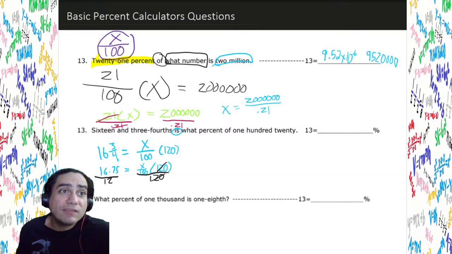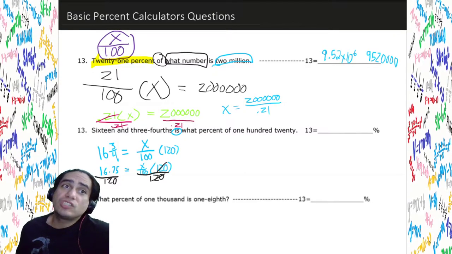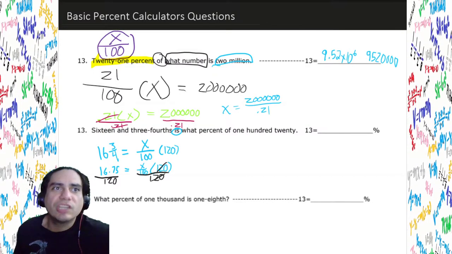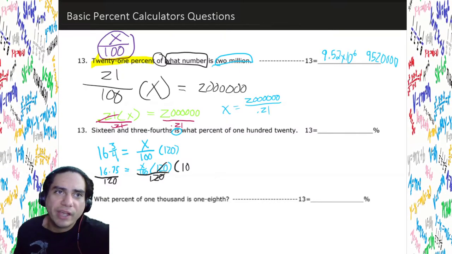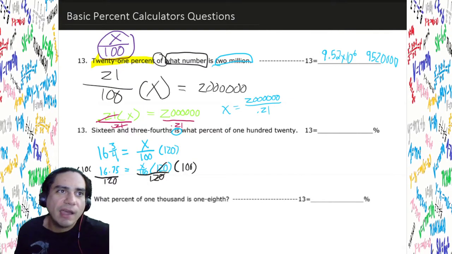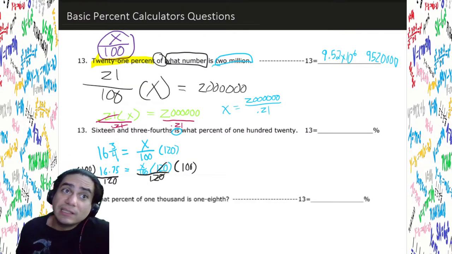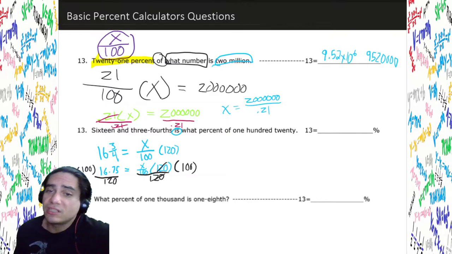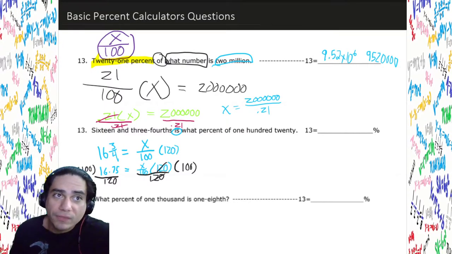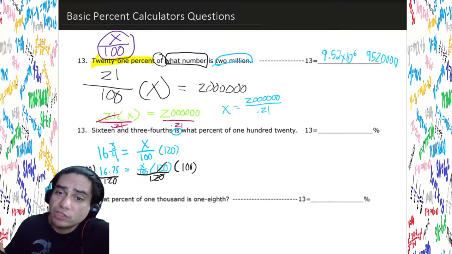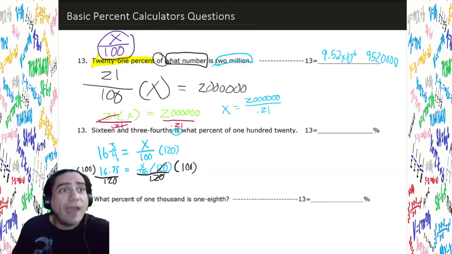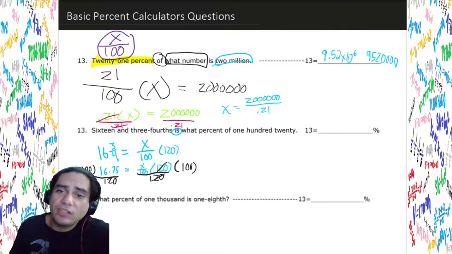But we don't have just that to undo. We got ourselves that 100 right there. How do we cancel out that 100? That's dividing by 100, so guess what? We're going to multiply both sides by 100. And check out what we got. Basically, 120, instead of being in the numerator side, is in the denominator side on the other side of the equation. And that 100, which was in the denominator side on the right, is now in the numerator side on the left. And so now we got ourselves an easy way to do this problem.